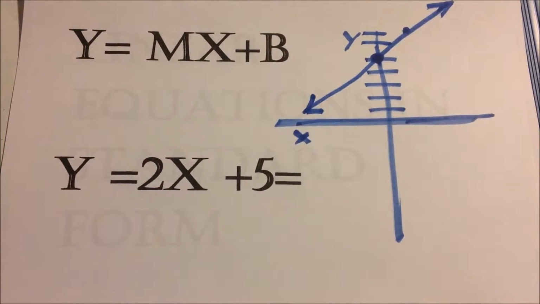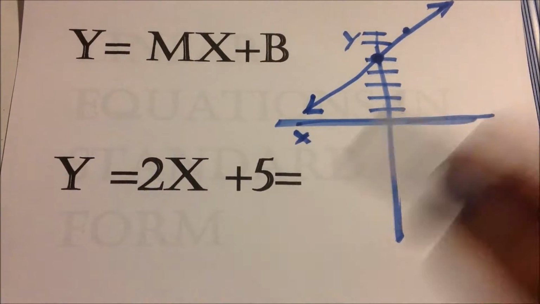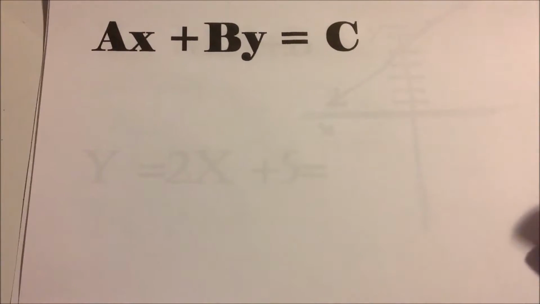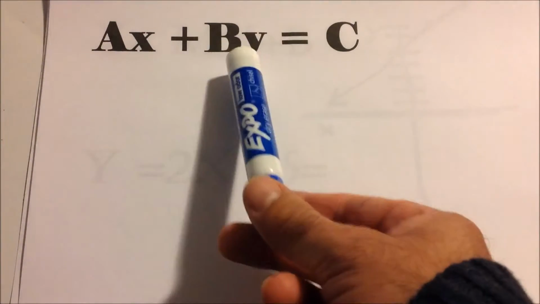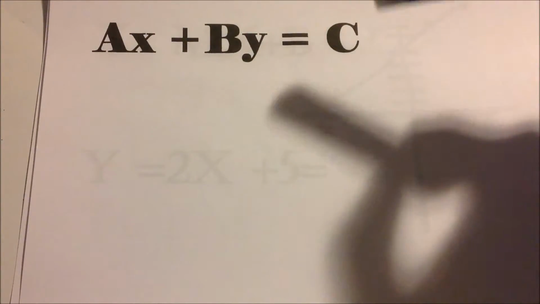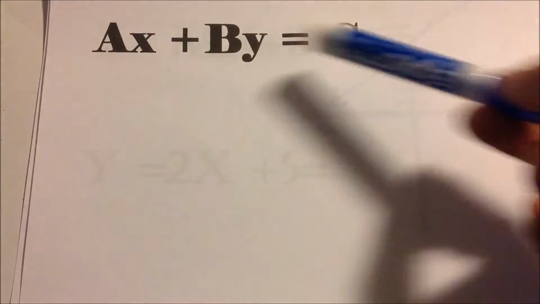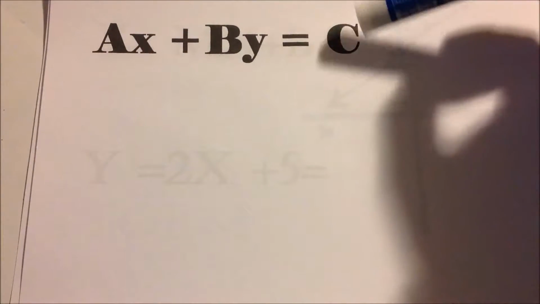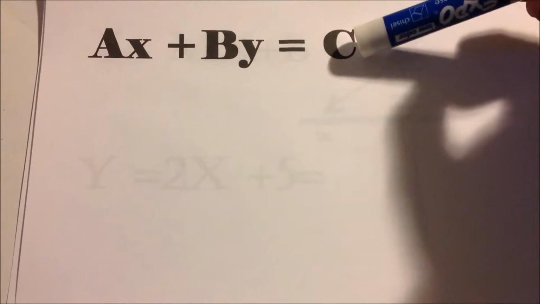Now this is slope-intercept form, but there's also standard form. In standard form, the x and y are on one side, and instead of the b, we just put these letters A, B, and C. It doesn't matter what these letters are. But in this case, the C is the constant, and it's on this side, all by itself.